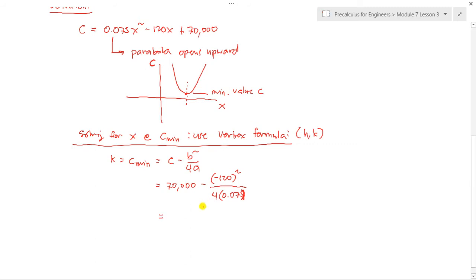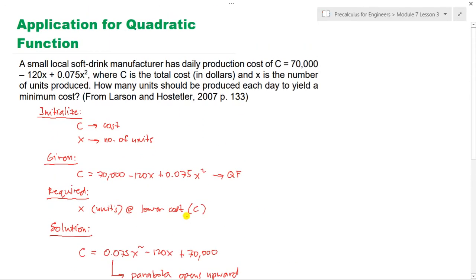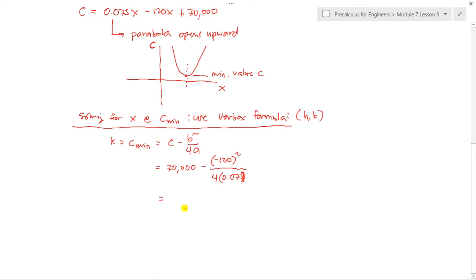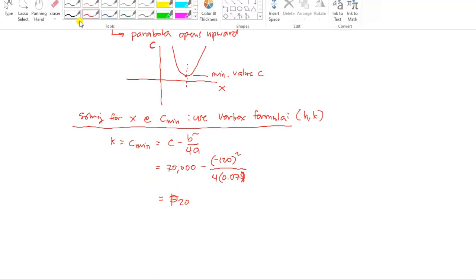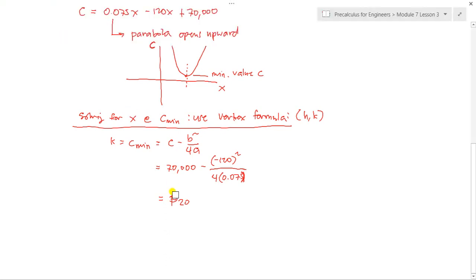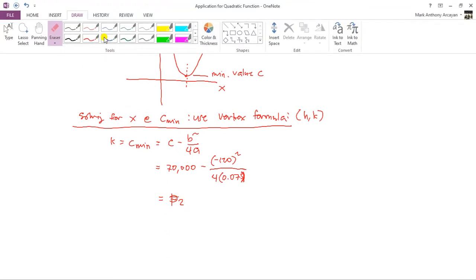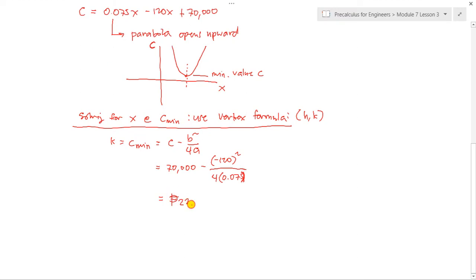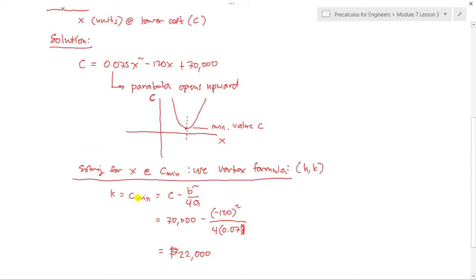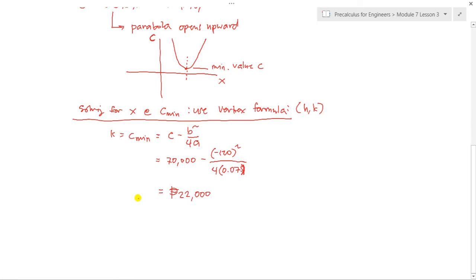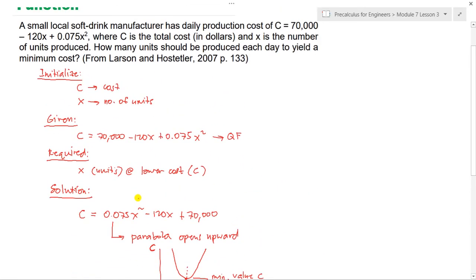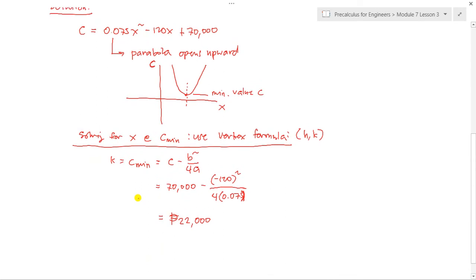So therefore, that is their cost. It depends on whether it is in pesos or not. So let's say it is in pesos, so that is 22,000 pesos. So this is 22,000, our minimum cost. But the requirement here is the number of units that they can produce to yield the lowest cost.